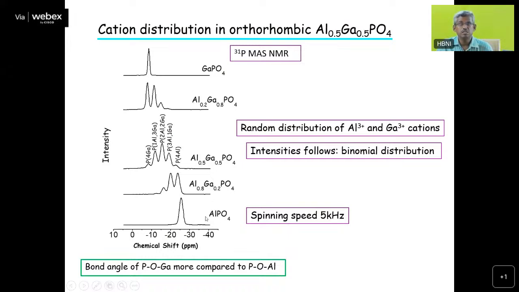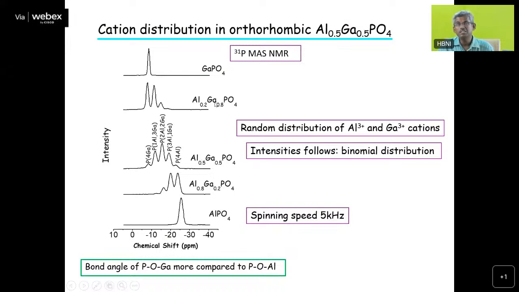Line width is slightly larger here because aluminium forms a more covalent bond. So, covalent bonds, more electron densities, their chemical shift anisotropy is more. Around the phosphorus structural units in aluminium phosphate compared to gallium phosphate, that is why averaging is not that good. Here the averaging is very good. The moment you replace part of the gallium with aluminium, you get gallium 80%, aluminium 20%. Similarly, gallium 50, aluminium 50, gallium 20, aluminium 80. This is just the reverse of this one, and we have aluminium phosphate.